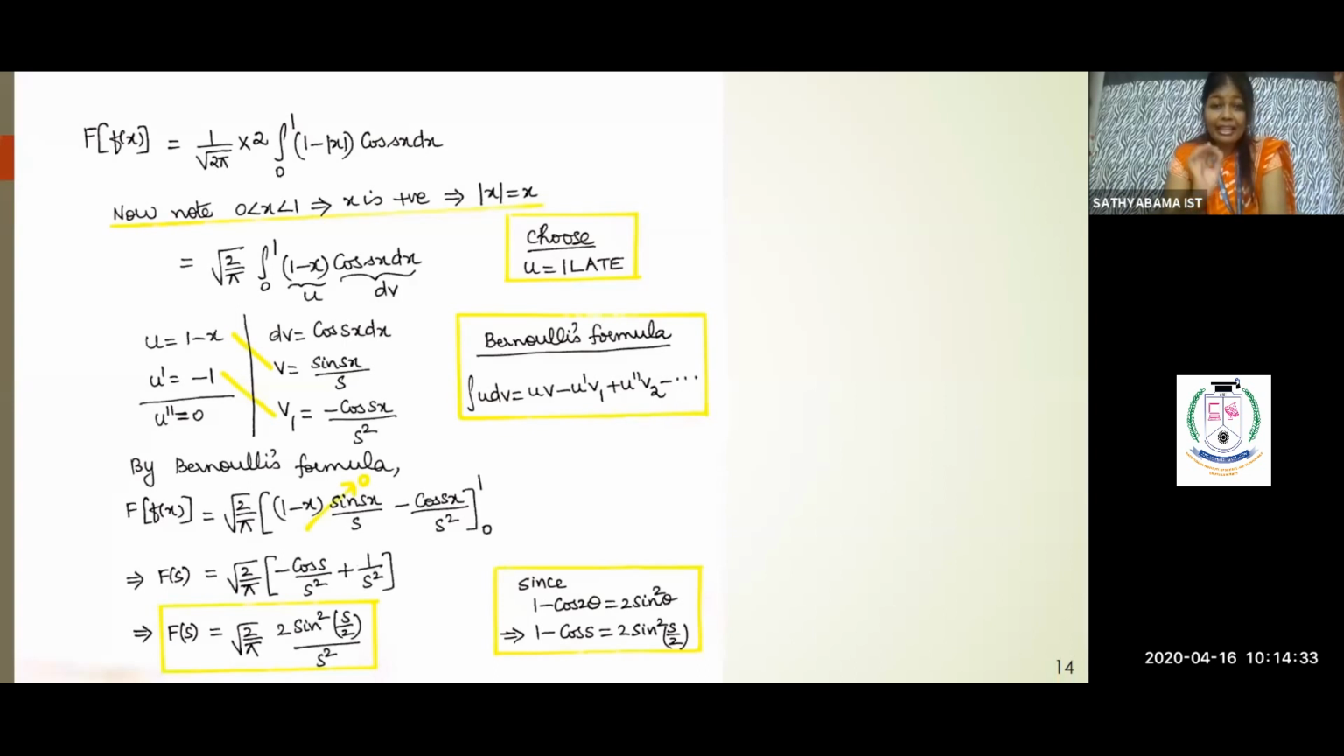How do I do that? Listen carefully to this step. Look at the second line that I've underlined. Note that very carefully. Where does x range from? Look at the limits. x ranges from 0 to 1. What does that mean? x is positive. x is greater than 0.